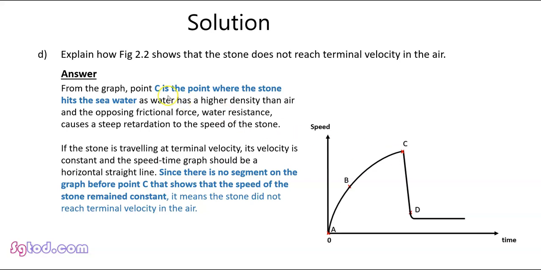From the graph, point C is the point where the stone hits the seawater, as water has a higher density than air and the opposing water resistance causes a steep retardation to the speed of the stone. Then you must say that if the stone is traveling at terminal velocity, its velocity is constant, and the speed-time graph should be a horizontal straight line. Since there is no segment on the graph before point C that shows that the speed of the stone remained constant, it means the stone did not reach terminal velocity in the air.